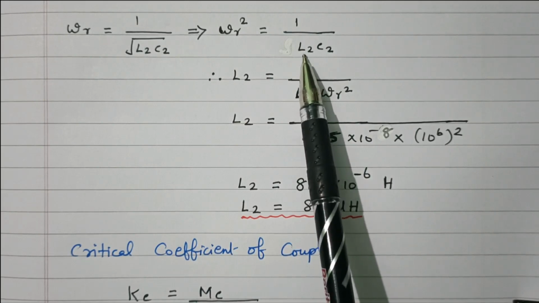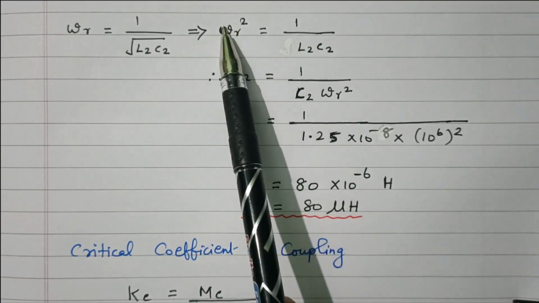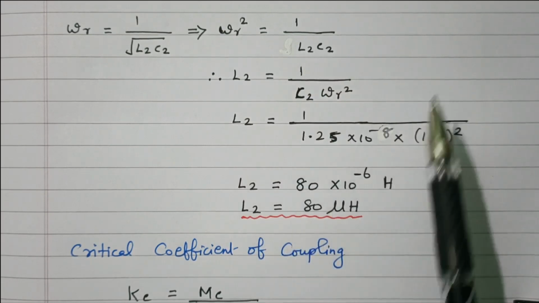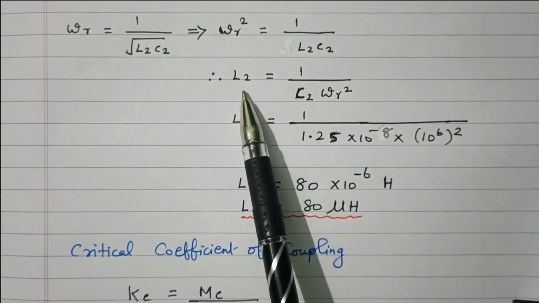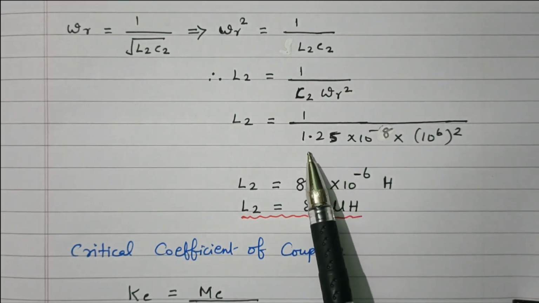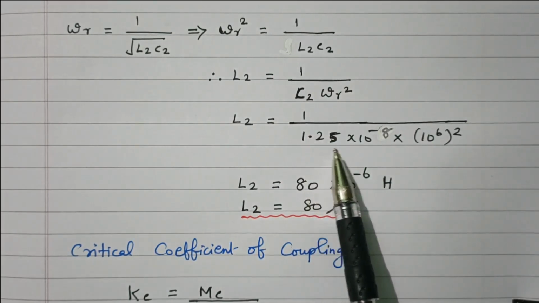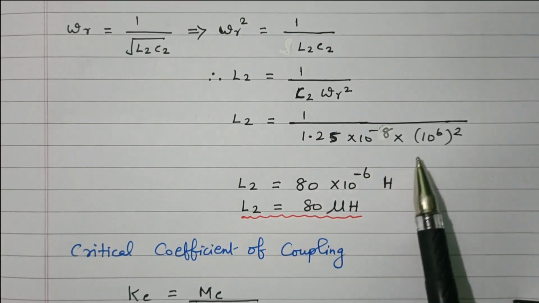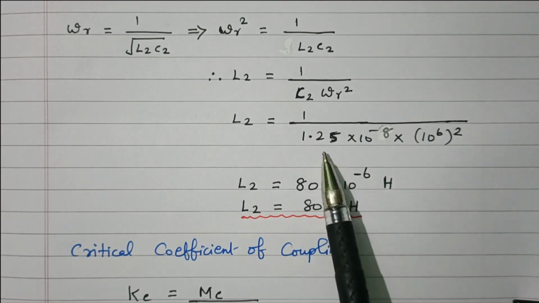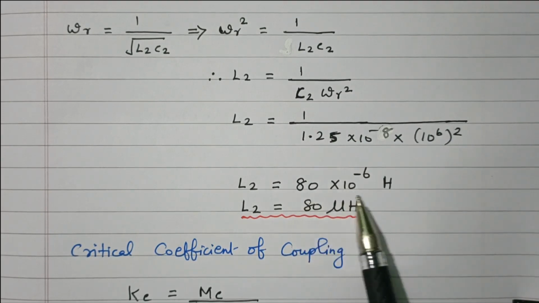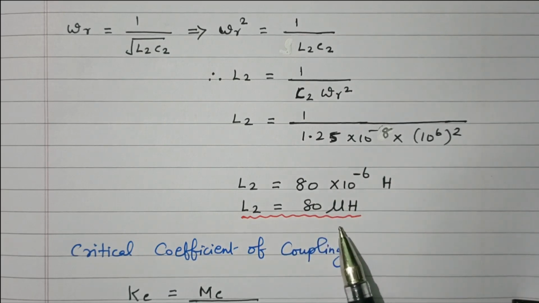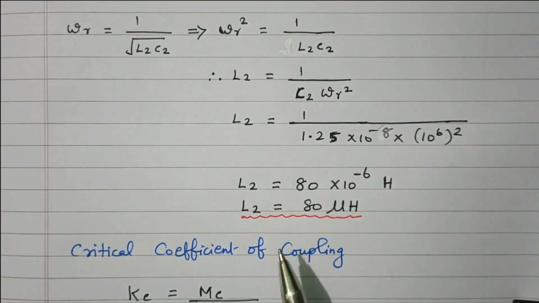So L2 we need to find. Bring this L2 to the numerator on this side, omega R to the denominator on that side. So L2 equals 1 divided by C2 into omega R square. C2 what we calculated, 1.25 into 10 to the power minus 6. Omega R is 10 to the power 6, omega R square. While simplifying we got 80 into 10 to the power minus 6 Henry. That is 80 microhenry. Now L2 also calculated.